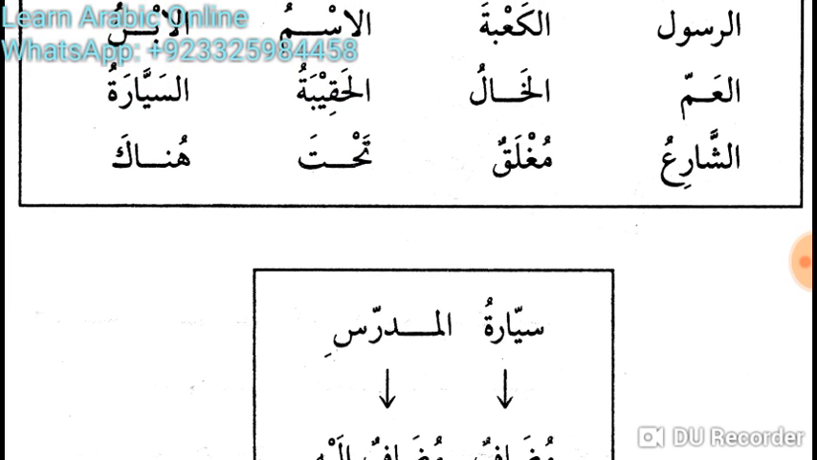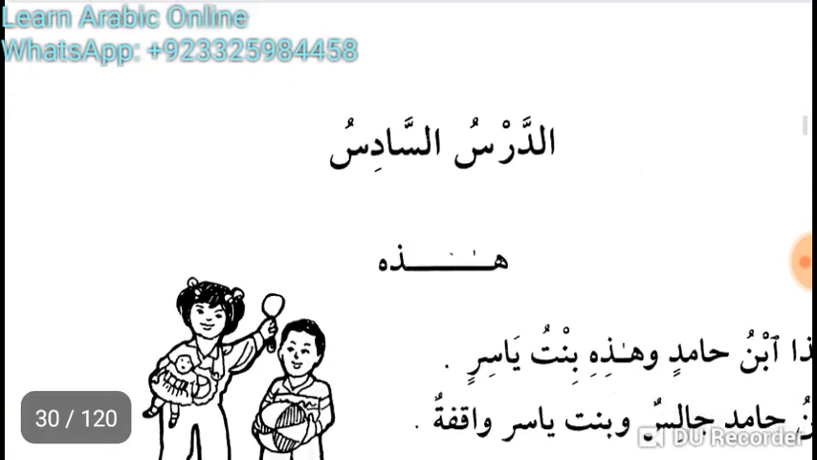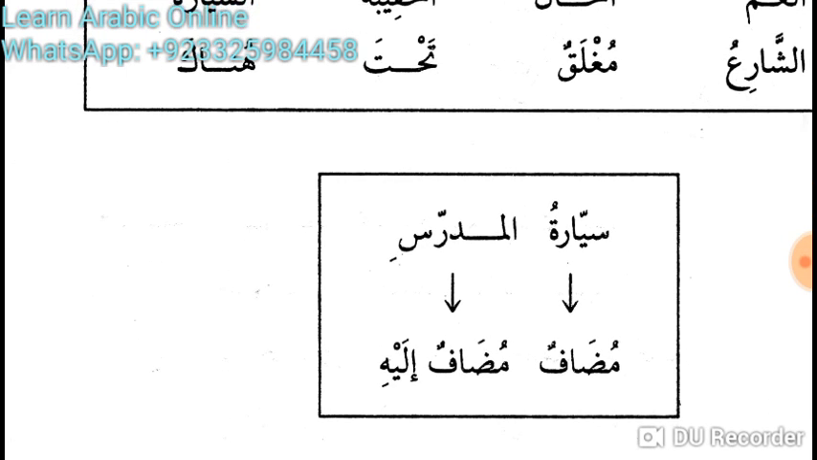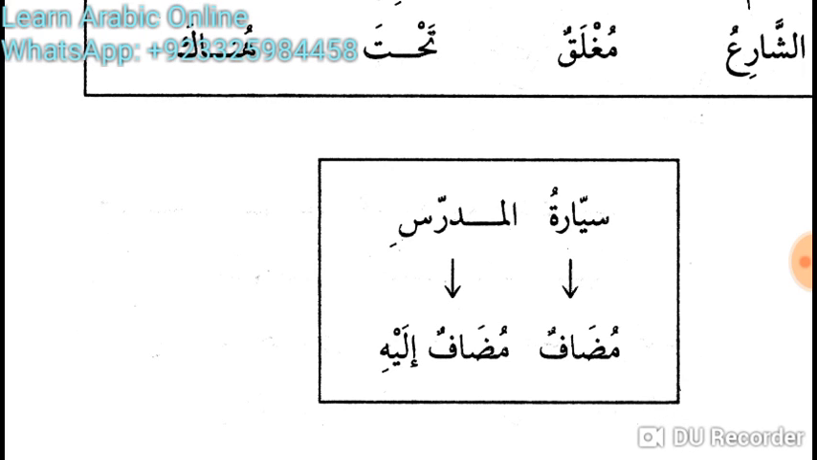Hunaka is there and then Huna is here. No, Hunaka is there. Huna is here. Okay. Hunaka there, Huna here. Good. Al-Muhandisu, the engineer. Okay. Then, next box. Siyaratul Mudarisi. Muzafun alayhi. You already know Muzaf and Muzaf ilayhi. Muzaf is possessed and Muzaf ilayhi is possessor.